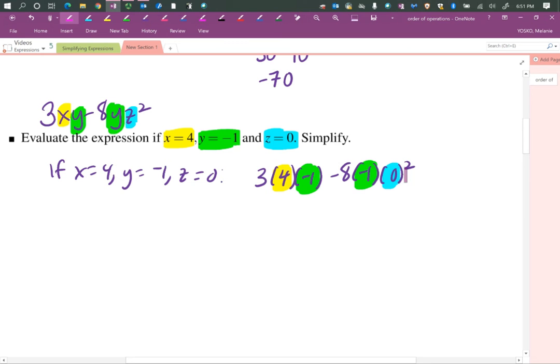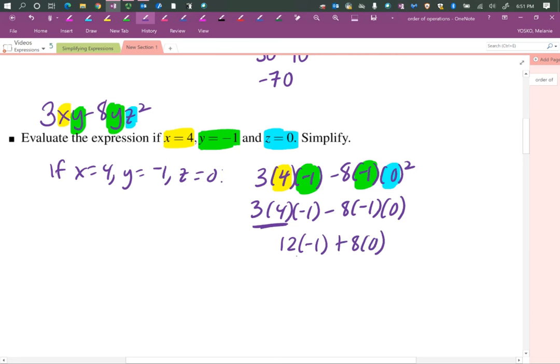And let's address this exponent first. So we have 3 times 4 times a -1 minus 8 times -1. Well, 0 squared is 0. Okay, then we just continue with our multiplication. 3 times 4, this is a 12 times a -1. And then -8 times the -1 is a +8 times 0. So then we do 12 times the -1 is -12 plus 8 times 0 is 0. We get -12. Let's do another one.